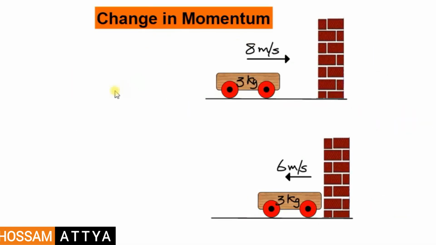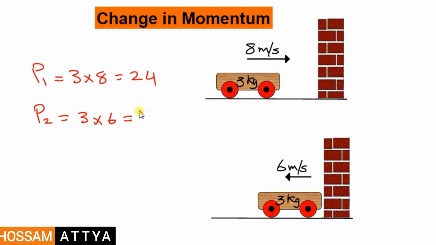What about the change in momentum? This trolley, 3 kg, is traveling at 8 meters per second towards a wall, it hits the wall and bounces back at 6 meters per second. So the initial momentum here is 3 times 8, which is 24 kg meters per second. The final momentum here is 3 times 6, which is 18. So the change in momentum equals the final minus the initial.